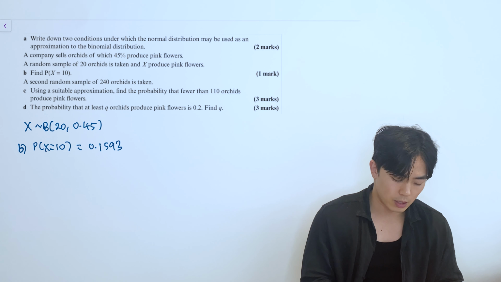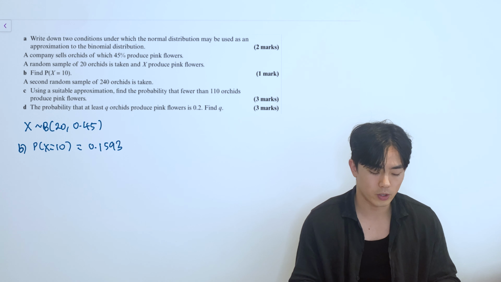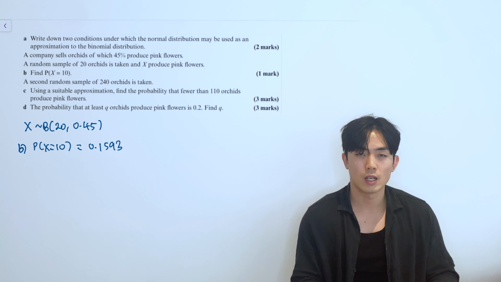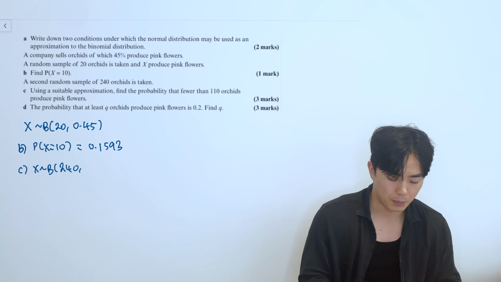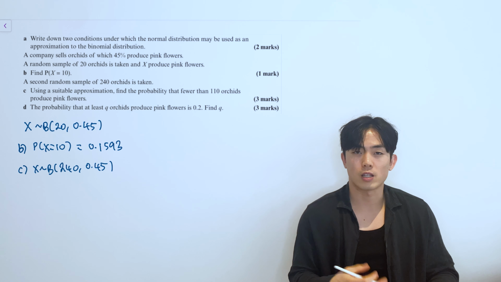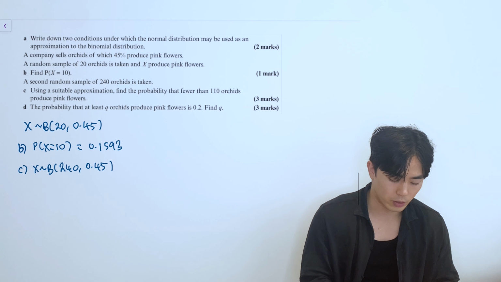Okay, a second random sample of 240 orchids is taken. Use a suitable approximation to find the probability that fewer than 110 orchids produce pink flowers. So in this case, n is now large, it's greater than 50, right? So originally it would be a binomial distribution with n being 240 and p being 0.45. But because n is large, we can now approximate to a normal distribution. So we need to find the mean and variance first.